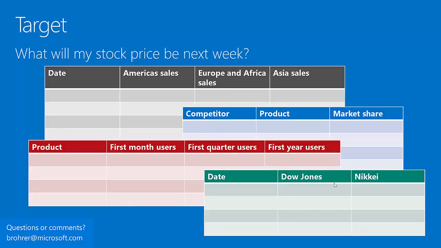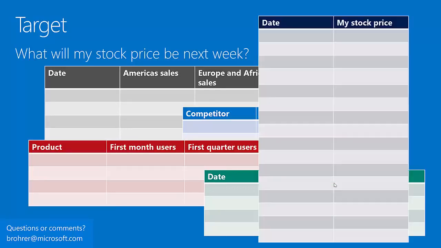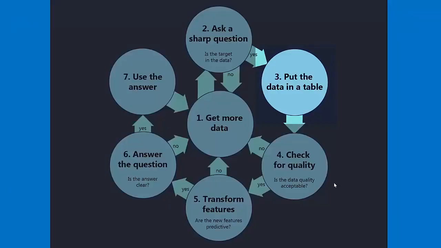So you can gather sales information by region, information on your competitors' products. You can gather information about your users and how long they've been around, and external information about markets. But none of that will do you any good in answering your question until you also have a history of your stock price so that you can line it up with those and find the patterns. If you don't have your target in the data, go get more data. If you do, put your data in a table.